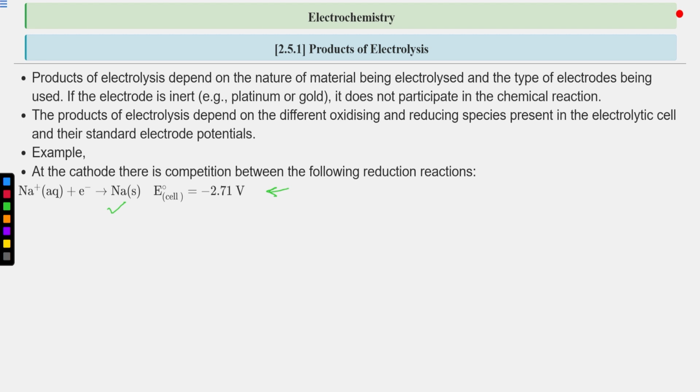Okay, this is the first reaction. The other reaction which is competing at the cathode is H positive gaining an electron and becoming half of H2 in the gaseous state. The standard reduction potential for this is 0, because if you see the electrochemical series given in our NCERT textbook in this chapter, the standard reduction potential for this reaction of hydrogen is 0. So these are the two reactions competing at the cathode electrode.